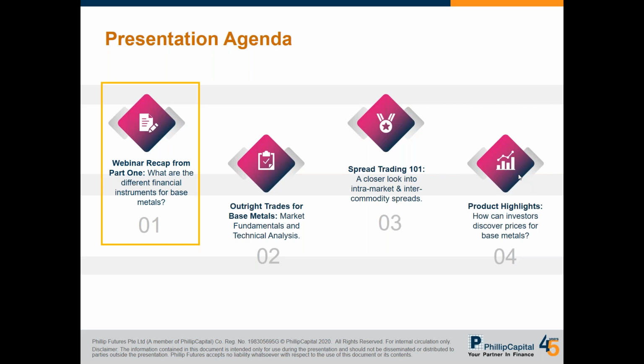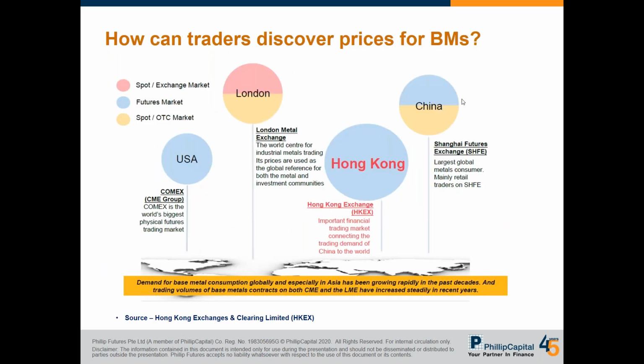Okay. So how can traders discover prices for base metals? There are 4 main markets: the spot market, OTC, the exchange market, the forward market, and lastly, the futures market.